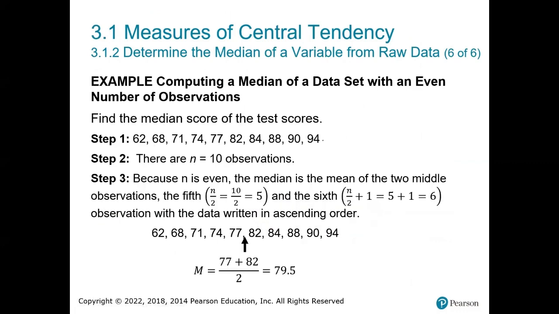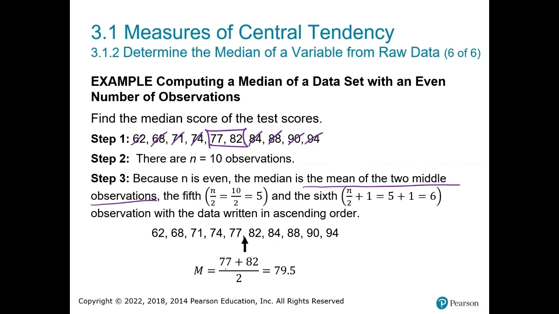So the way that I do it is I just start crossing out. 2 on each side, 3 on each side, 4 on each side. Now I can't cross out anymore because if I cross out one of these, I'm left with an uneven amount. It has to be even on both sides. Because n is even, the median is the mean of the 2 middle observations here. So I need to take the 5th and the 6th and average them together.